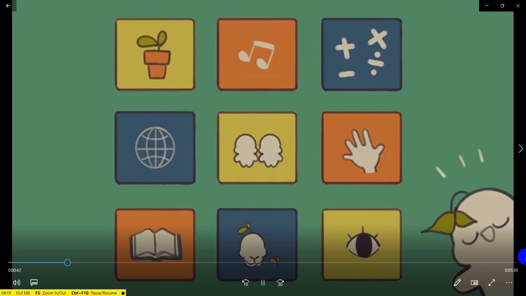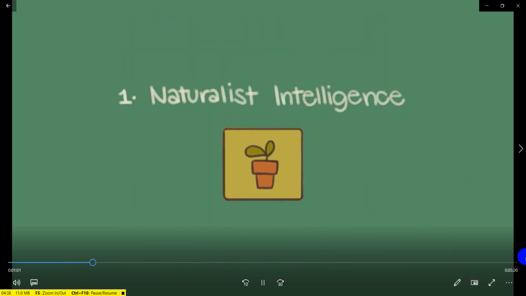In 1983, Howard Gardner, an American developmental psychologist, came up with 9 types of intelligence that people can have. Each category is an area you may excel in, and you may be intelligent in more than one category. Here are the 9 types of intelligence, according to psychologist Howard Gardner. Which type are you? Number 1, Naturalist Intelligence.